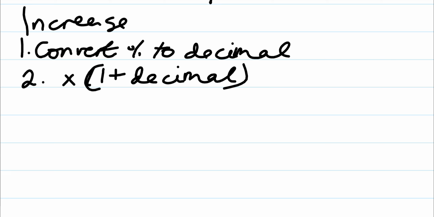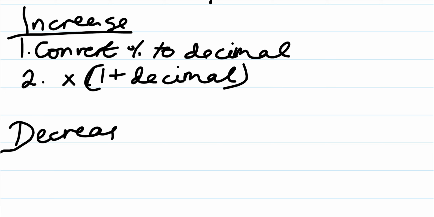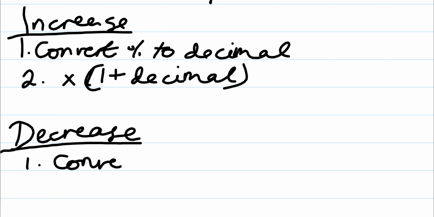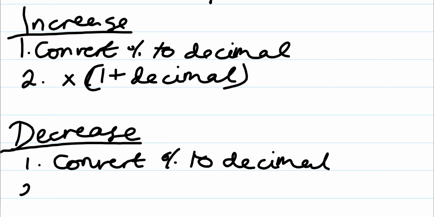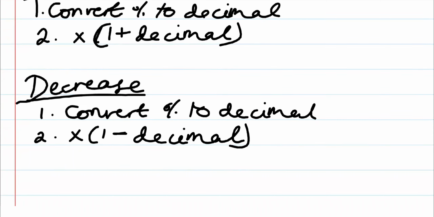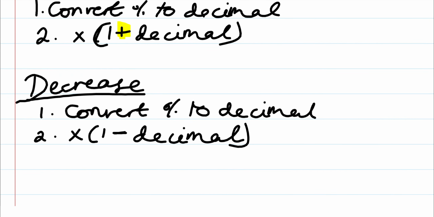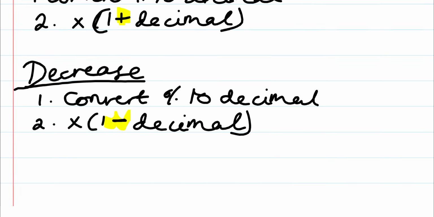Similarly, to decrease a number by a percentage, the first step is the same. You convert the percentage to a decimal. Then, rather than multiplying by 1 plus the decimal, you want to multiply by 1 minus the decimal. Both methods are very similar. It all comes down to whether you add or you subtract. Let's take a look at a few examples.